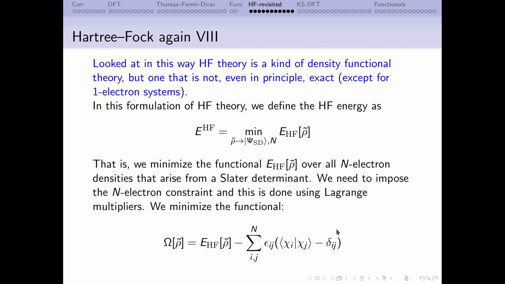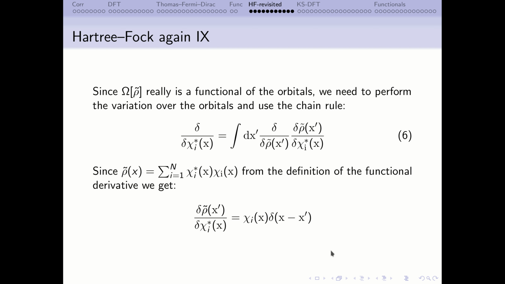This functional is called the omega functional. So omega is a functional of rho, or frankly at this point let's just call it a functional of the orbitals, and it's the Hartree-Fock functional. Take away these constraints. What we want to do is to optimize it.